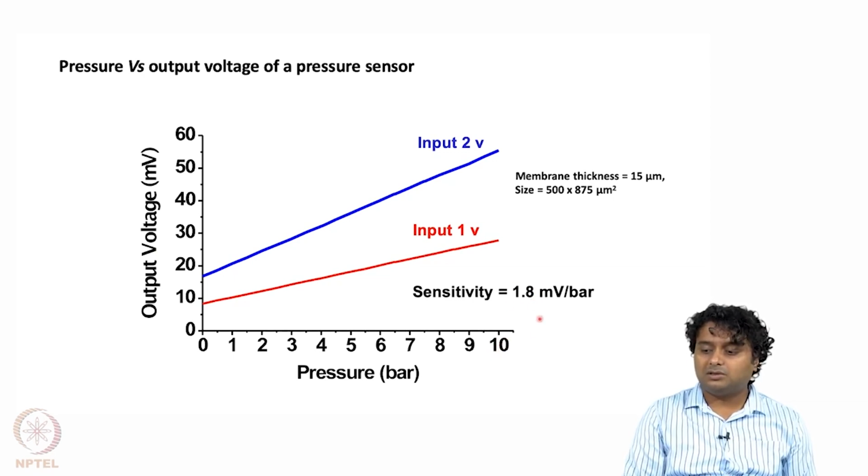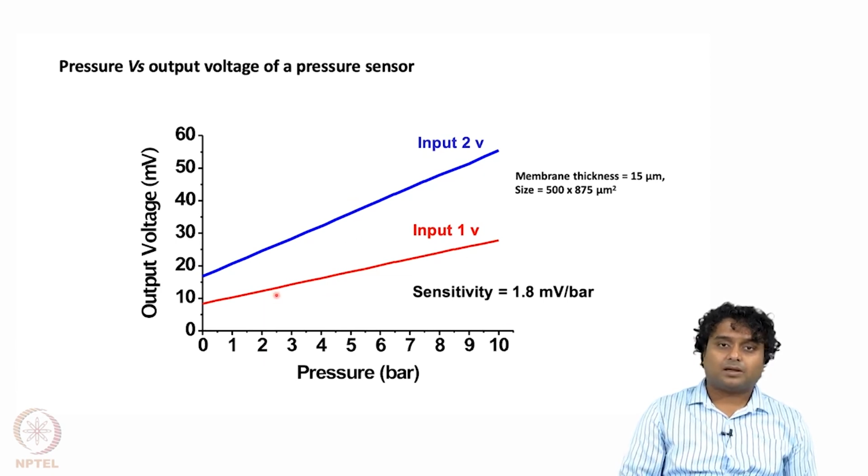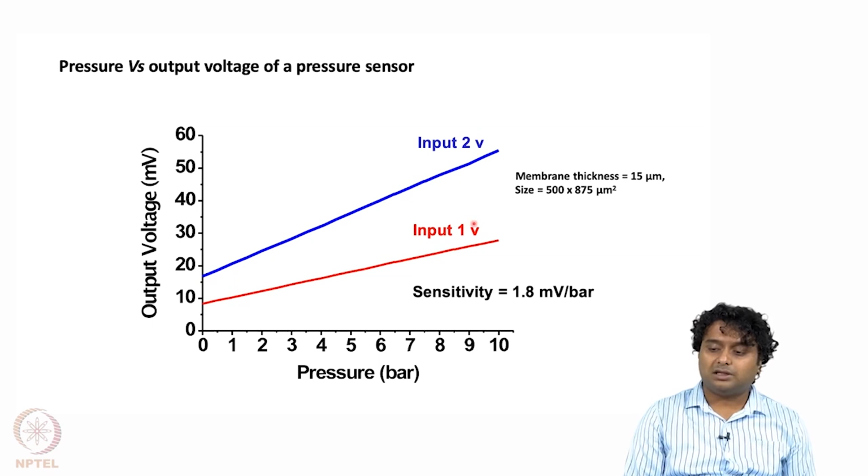So the sensitivity is 1.8 millivolt per bar, whereas if we are using 2 volt, then you can see that the slope is a little bit increased, because as we have seen in the sensitivity part, Vin also comes in. So if the input voltage is 2 volt, then in that case the sensitivity is 3.6 millivolt per bar, and this is the membrane. These graphs are drawn for this membrane thickness.